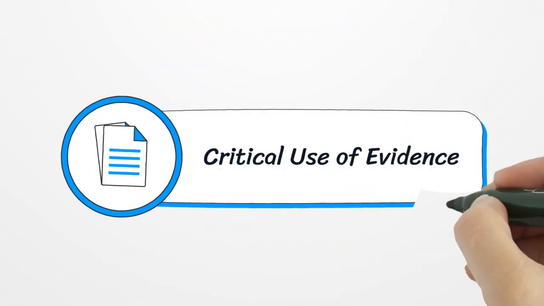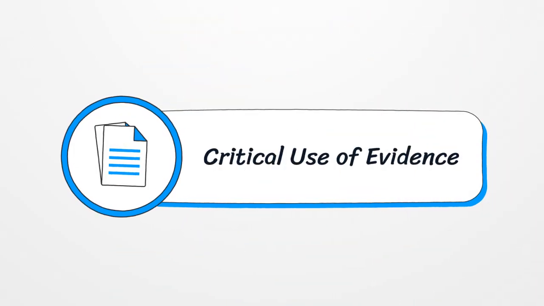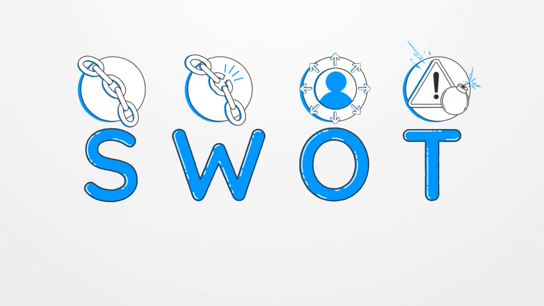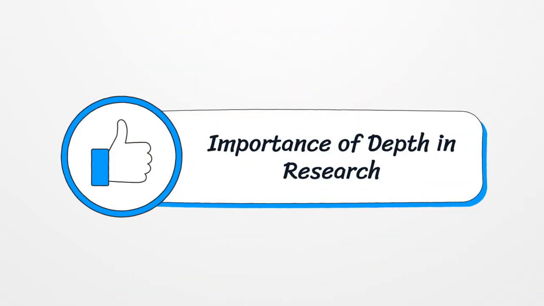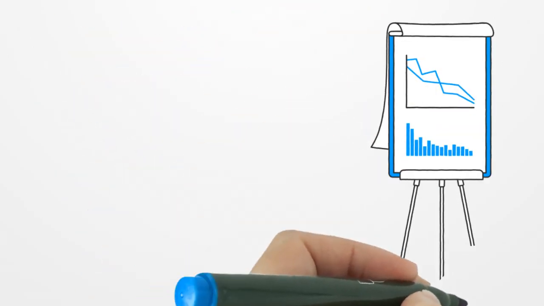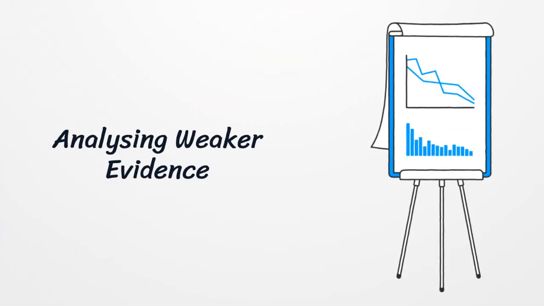When writing essays, reports, or dissertations, markers look for critical use of evidence. This means not just referencing a study, but explaining why it's strong or weak and how it supports your argument. Quoting high-level evidence like systematic reviews shows depth, but if you are asked for primary research, you must use original studies like RCTs or cohort studies. Recognizing weaker evidence and explaining its limitations shows you understand it rather than simply describe it.